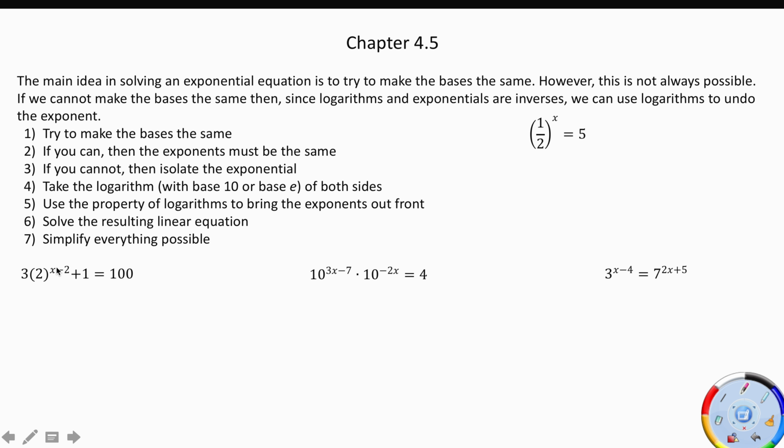So I noticed that it's an exponential problem. My variable is up in the exponent. I cannot make the bases the same, so I've got to try to use logarithms. But before I can take the log of both sides, I have to have this exponential value isolated. Just like any other time you're using an exponent. Remember our radicals, which are exponents, you had to isolate the radical. So same thing here.